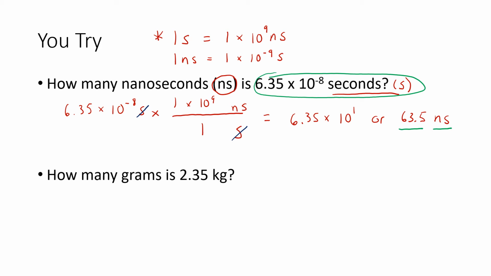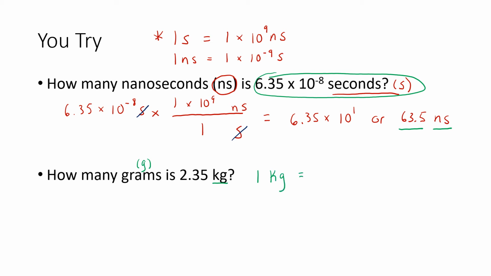Let's try the second one. How many grams is 2.35 kilograms? So grams is a base unit. It's going to have the symbol G. Kilograms is going to have the symbol kg. We want to write a conversion factor between grams and kilograms. There's two that you could write. I know that kilogram is bigger, so I like to call that 1.